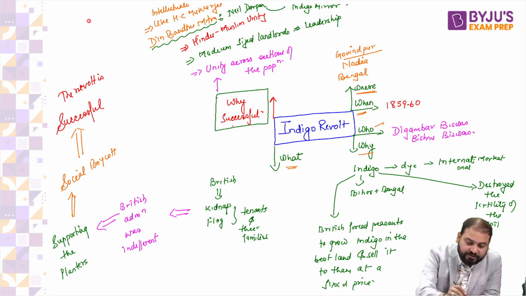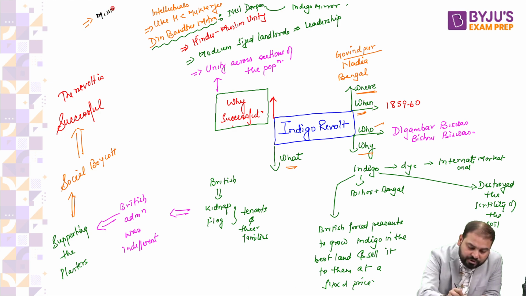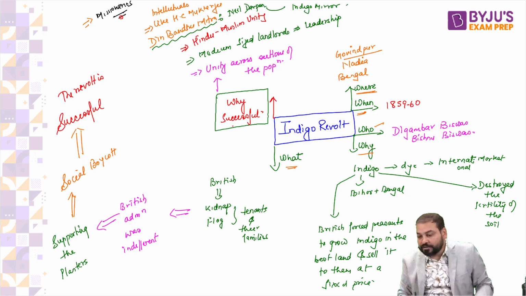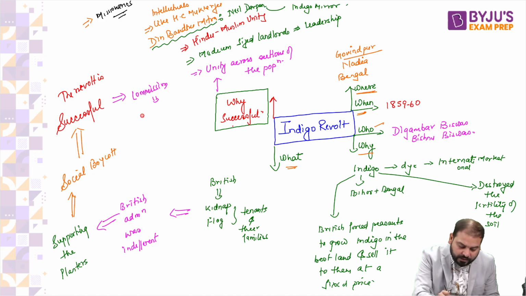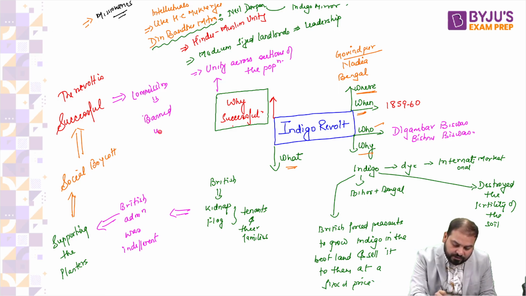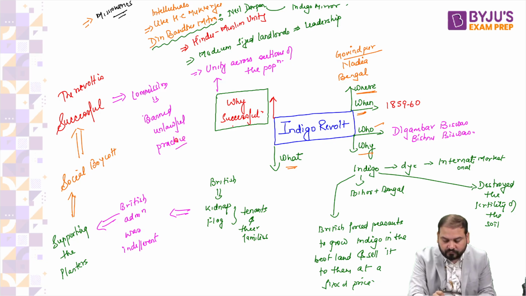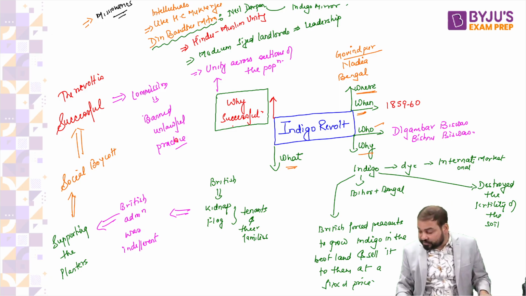And the last reason for their success was the fact that missionaries too supported the people here. That is, the farmers were supported by the missionaries also. This is the reason the British government appointed a commission, and this commission said, and they banned some of the unlawful practices here. They were indifferent, meaning they were not listening to them.